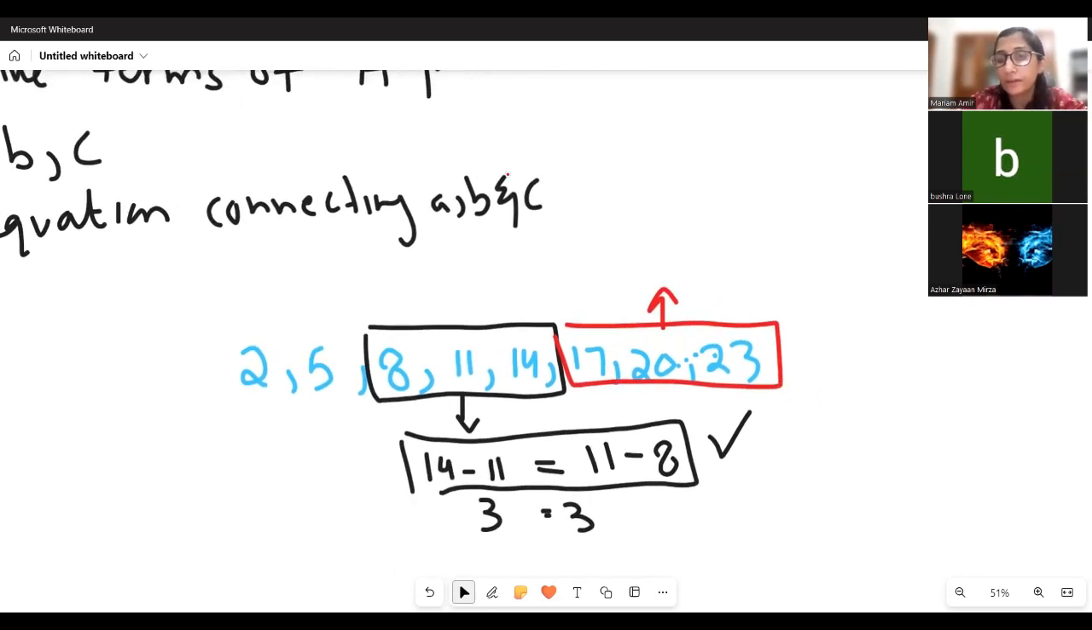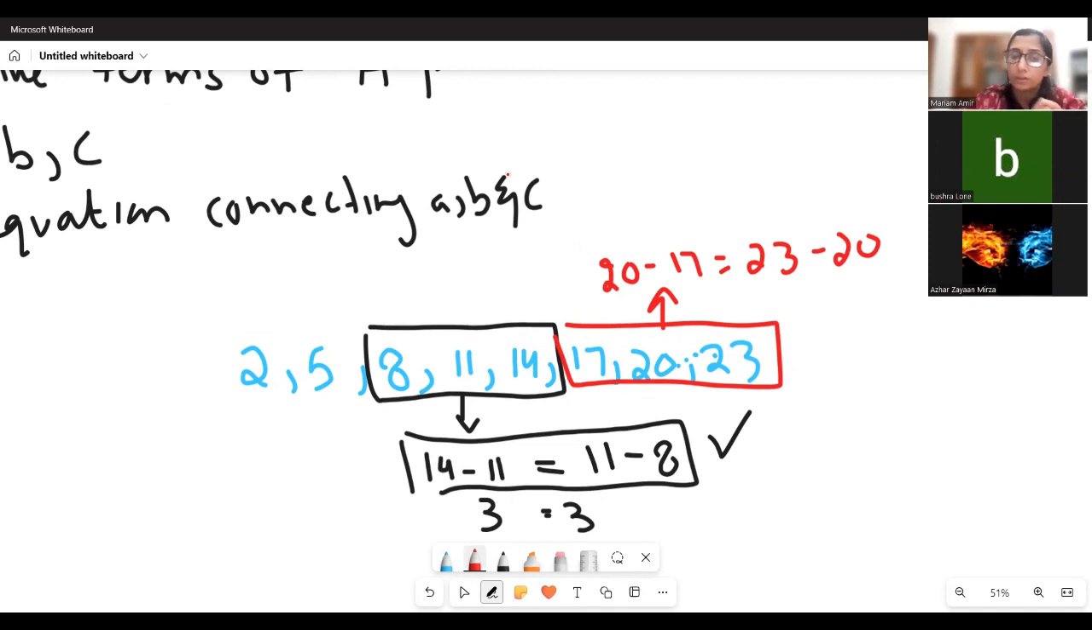Difference same होता है ना consecutive terms का. So whatever is the G, Aisha, you're saying something? 20 minus 17 equals 23 minus 20. And that's correct. That's the correct way of equating 17, 20, and 23 in an equation.